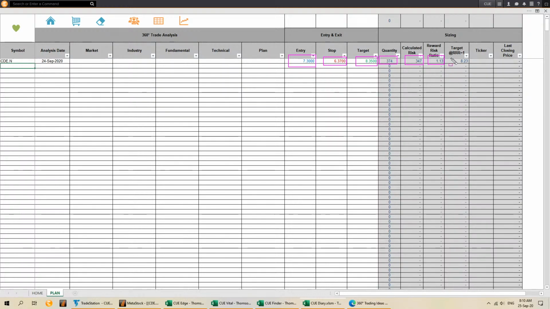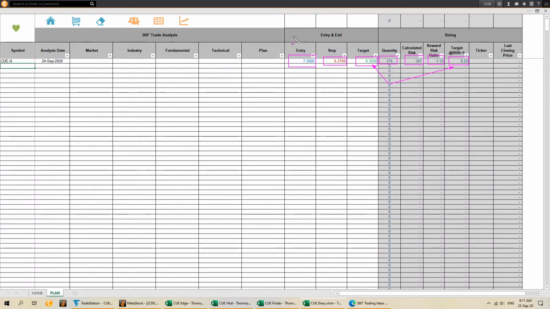My reward risk ratio is 1.13, and it is telling me that the target at reward risk ratio 1 is 8.23. So though my planned target is 8.35, the moment price hits 8.23, I will cover my risk distance and I am allowed to sell at least a partial position.